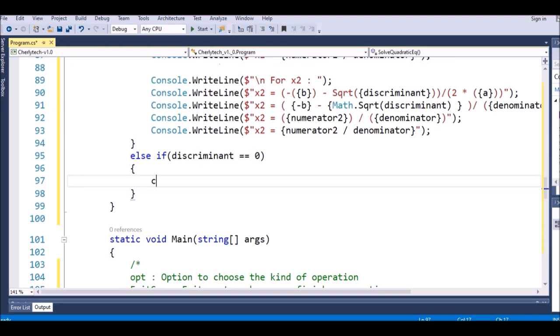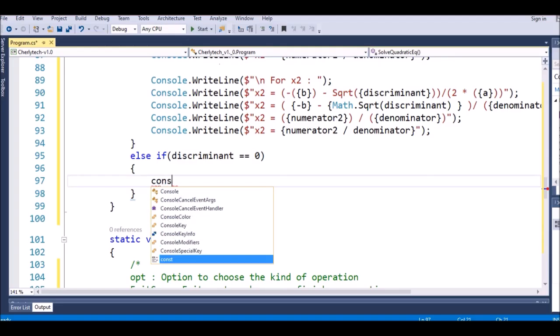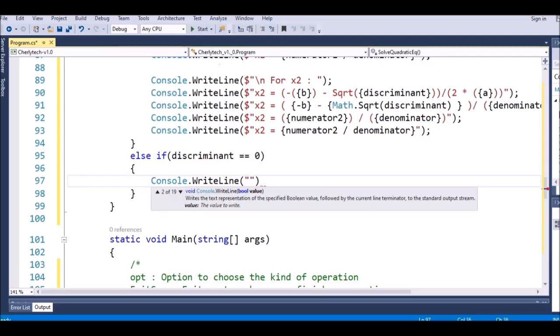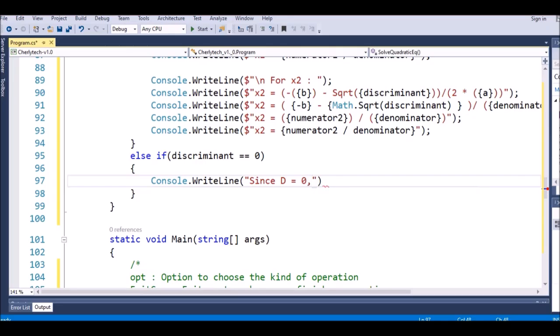So I say console write this one. I say since d equal 0, there is one real root. There is one real root like this.